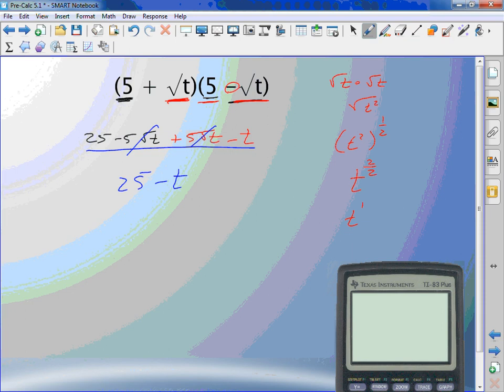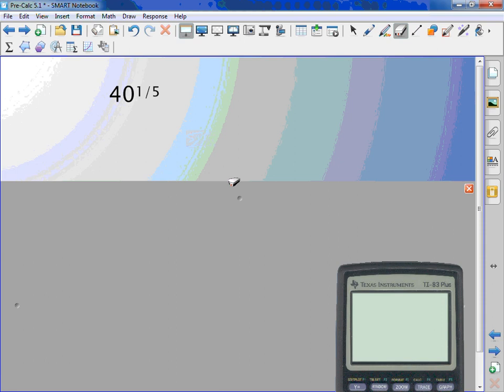This is called an expression. You can't find out what answers are for expressions without knowing what other things are. If I made this equal to something, then I could solve it. Equations you can solve, expressions you can only simplify. I already told you this.